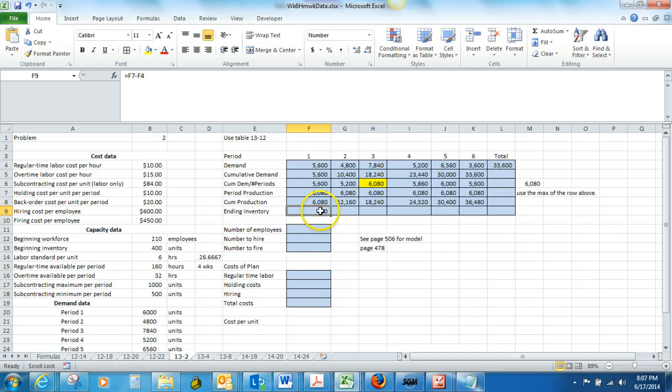okay, so for this calculation, we need to take our cumulative production and subtract out our cumulative demand, and that will give us our ending inventory, and then we can copy that all the way over.